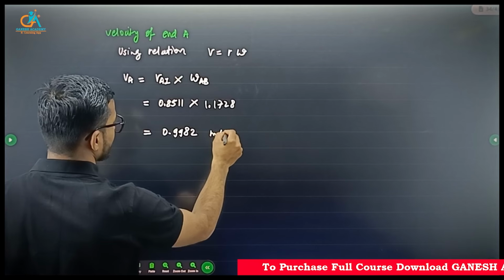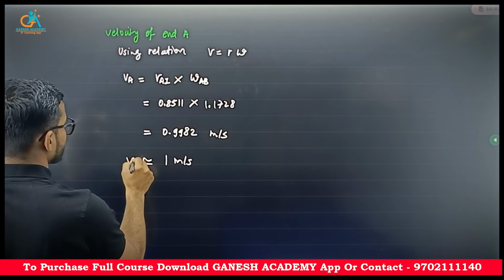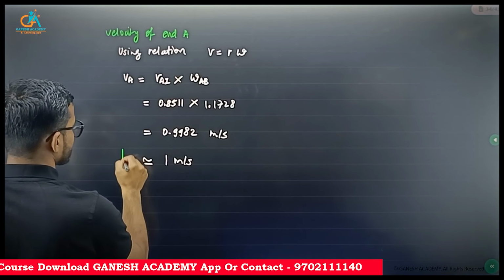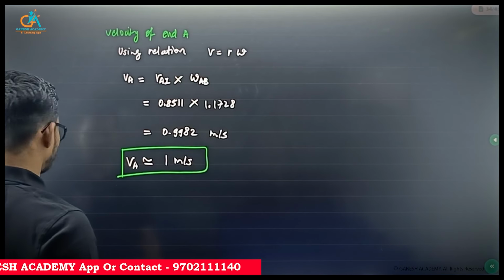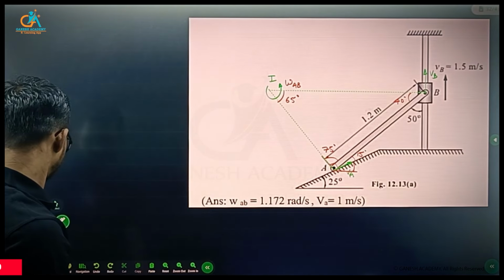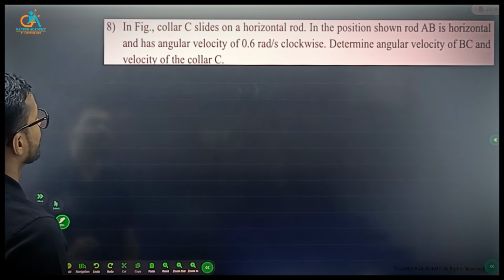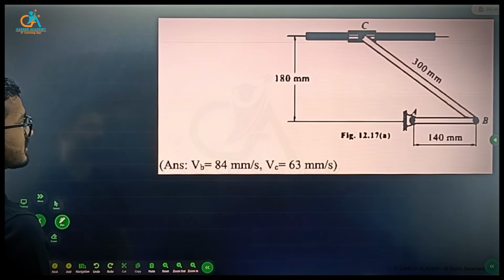0.998 meter per second, which you can consider as 1 meter per second. Okay, so both are correct answers. Now, last question.